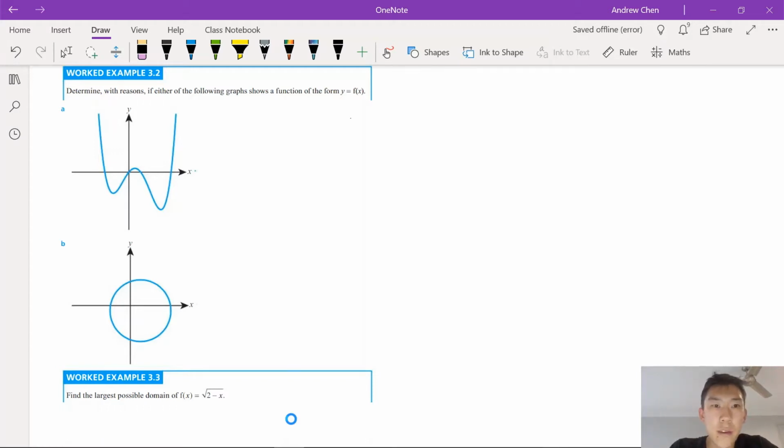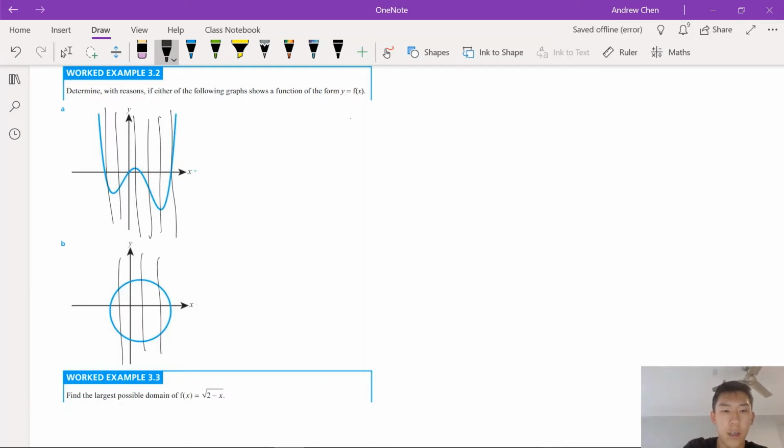3a. Determine with reasons if either of the following graphs shows a function in the form of y equals f of x. So we're trying to decide whether both of these are functions or not. What I like to do is use the vertical line test straight away. So let's just draw, excuse my vertical lines, some vertical lines on each function. What we're looking for is that every vertical line that we draw only passes through one point on the graph. We can see that it works for A, but it doesn't work for B. So that means A is a function and B is not a function.